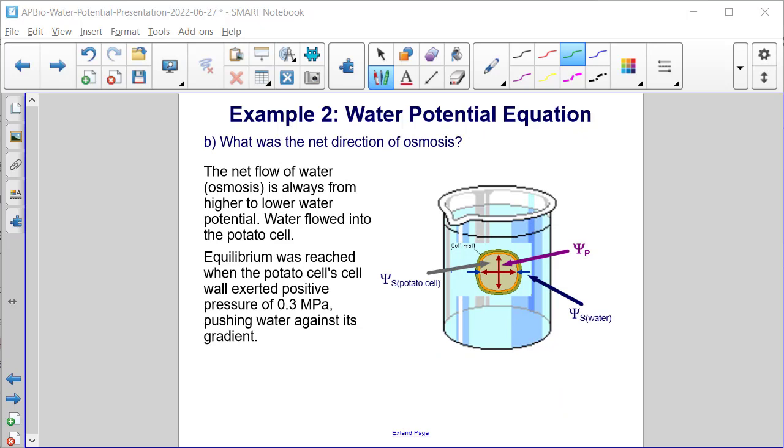Well, the net flow of water, or osmosis, is always from higher to lower water potential. Water flowed into the potato cell. Equilibrium was reached when the potato cell's cell wall exerted positive pressure of 0.3 megapascals, pushing water against its gradient.